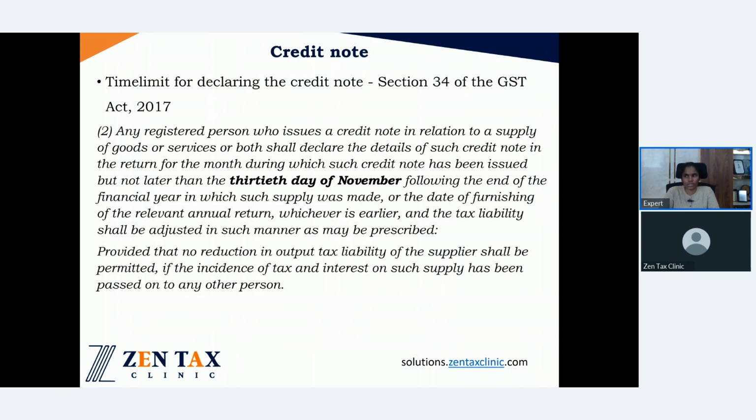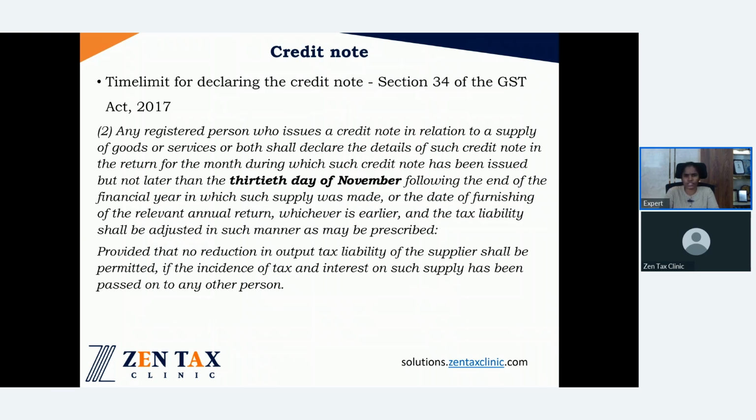The key scenarios for when a credit note could be issued is when the goods are returned by the buyer. That is, the buyer is returning the goods due to any issue and the supplier is issuing a credit note. When the tax value or the original invoice value has to be reduced, the supplier in turn issues a credit note.